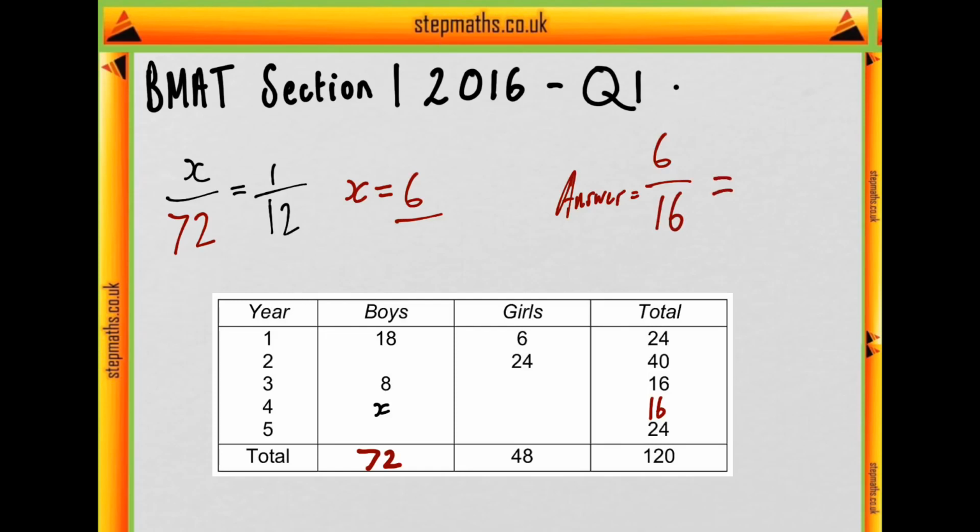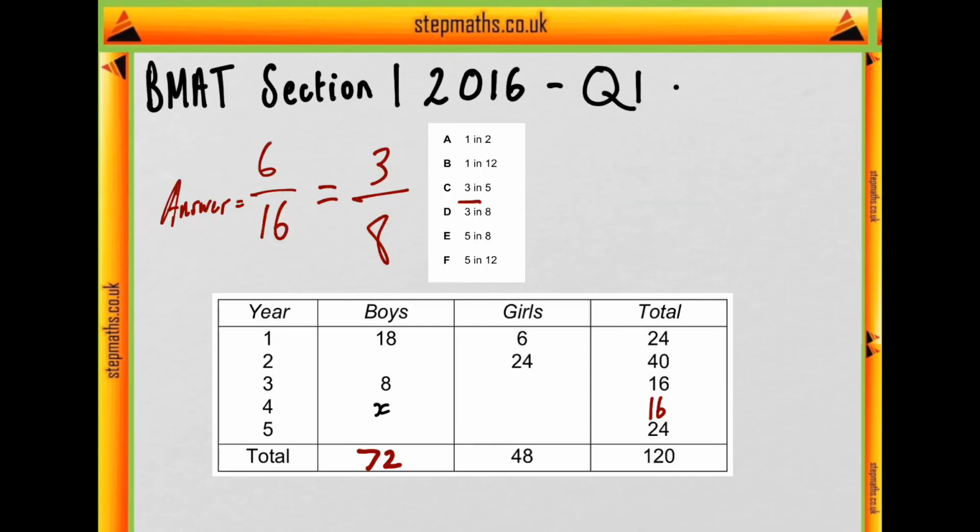Simplifying this, we know that the answer is 3 over 8, which directly corresponds to one of the answers, namely D. So we can say comfortably that the answer is D.